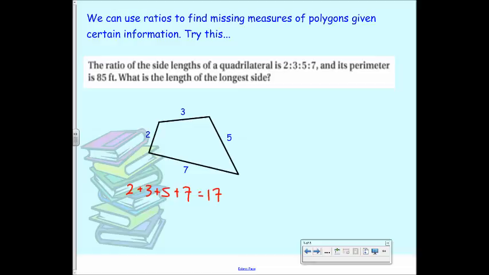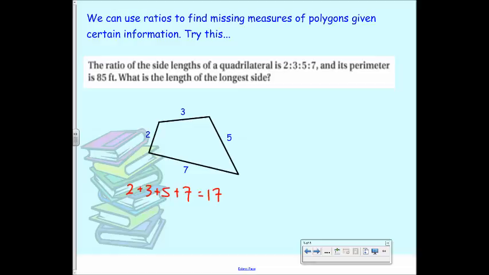Okay. So I'm going to back up just a little bit. So 2 plus 3 plus 5 plus 7 gives us 17, which means the perimeter of this one is what? 17. What I'm basically doing is taking this shape, and am I making it bigger or smaller? If the perimeter of the actual shape is 85, I'm enlarging it, right? This is a smaller version of the shape. So I'm taking this shape and I'm enlarging it. But I have to figure out how many times I'm enlarging it.